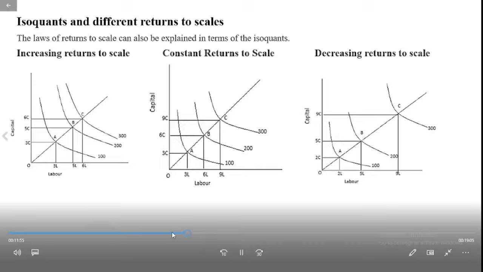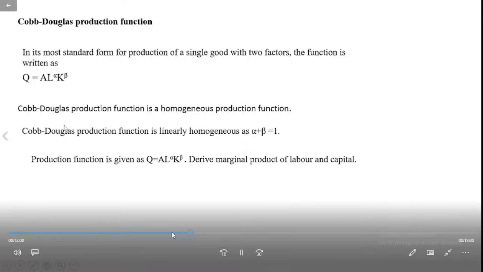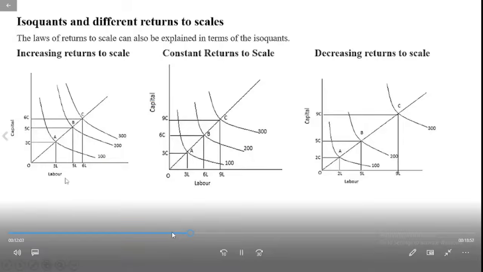See, in the first diagram, we can see for the first 100 units of output, we need 3 units of capital and 3 units of labor. That is, at point A, we can see that. At point A, suppose that is the least cost combination. Then at point A, we need 3 units of capital and 3 units of labor.